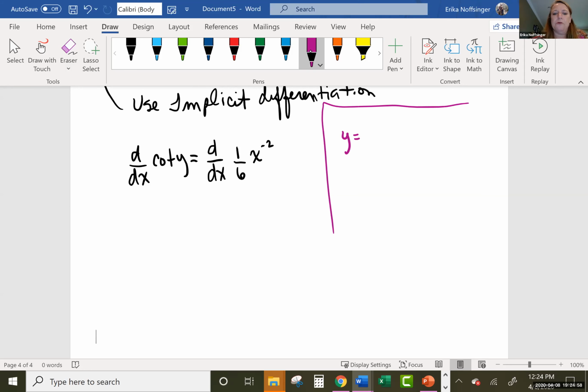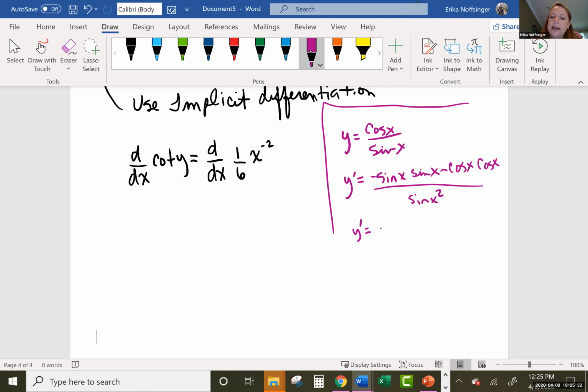I'm going to say y equals cotangent of x. So cotangent of x, that was again cosine of x over sine x. I'm just going to do this really quick. Taking the derivative of this, I have to use the quotient rule. Derivative of cosine, that was negative sine x, times the bottom, sine x, minus the top, cosine x, times the derivative of sine x, which is cosine x, all over the bottom, sine x, quantity squared.